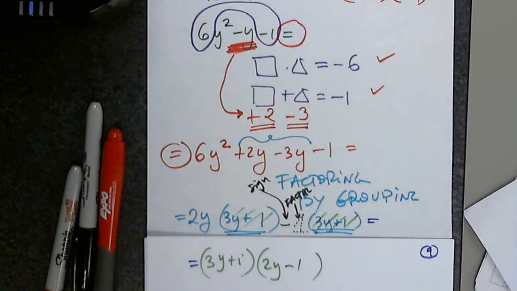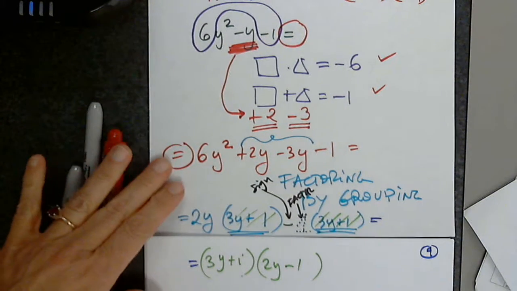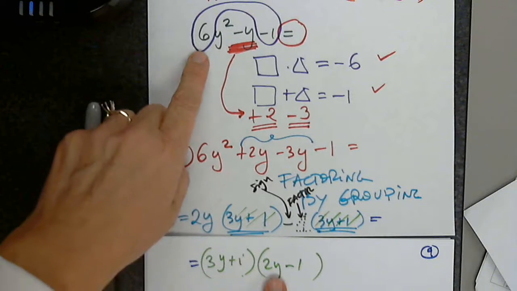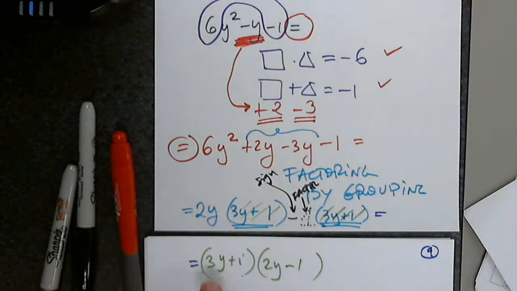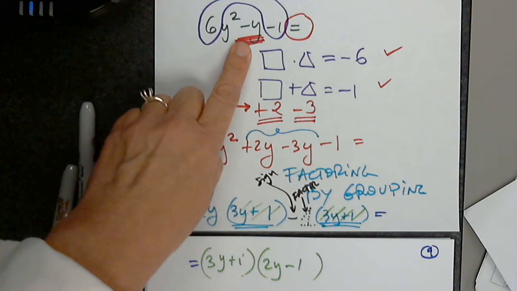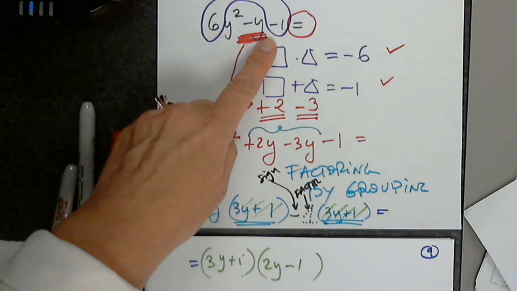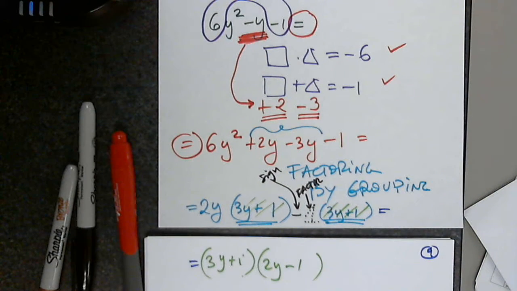That's it. Let's check now. We want to check our work. Let's do it together. 3y times 2y. Is that 6y squared? Yes. Negative 3y plus 2y. Is that negative 1? Yes. And positive 1 times negative 1, is that negative 1? Yes.